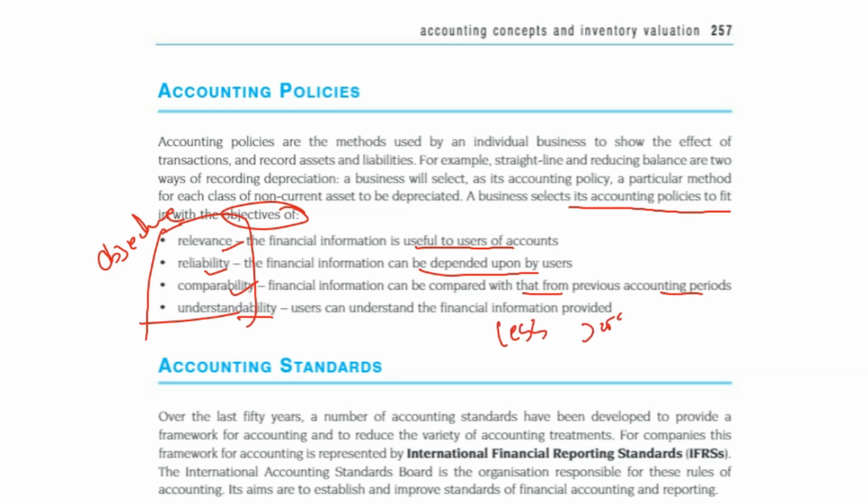Less jargon. What do you mean by jargon? Like you don't use heavy accounting words like trial balance, balance sheet. These are typical accounting words, maybe not understood by non-accounting people. So for example, your boss may be a non-accounting person. He would love to have easy words.